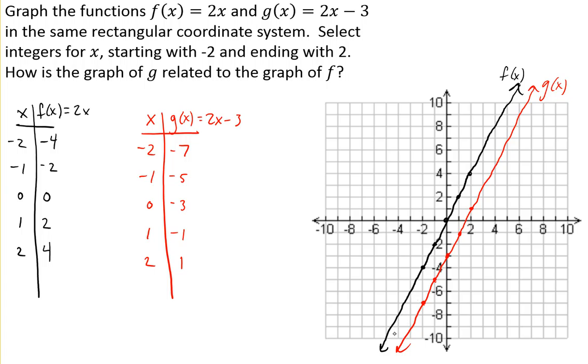Okay, and that's really indicated back in the equation by starting off with that same expression of 2x, and then g of x just has that -3. So that -3 is indicating that we're just going down 3. So any point that I picked on the graph of f, if I moved it down 3, I would land on the graph of g. So the graph of g is the graph of f moved down 3 units.